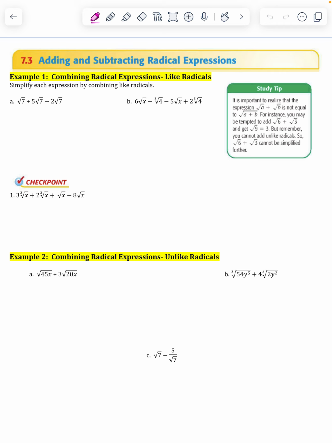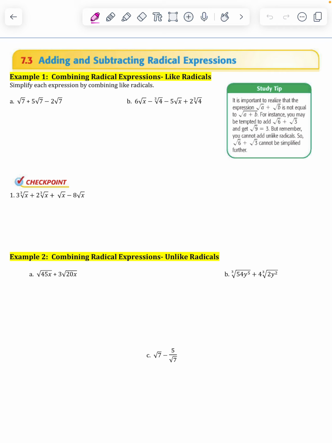For example, we can't add the square root of 3 plus the cube root of 3. Those are different because the roots are different. Also, we can't add together the square root of 2 plus the square root of 3, because even though the roots are the same, the radicands are different.